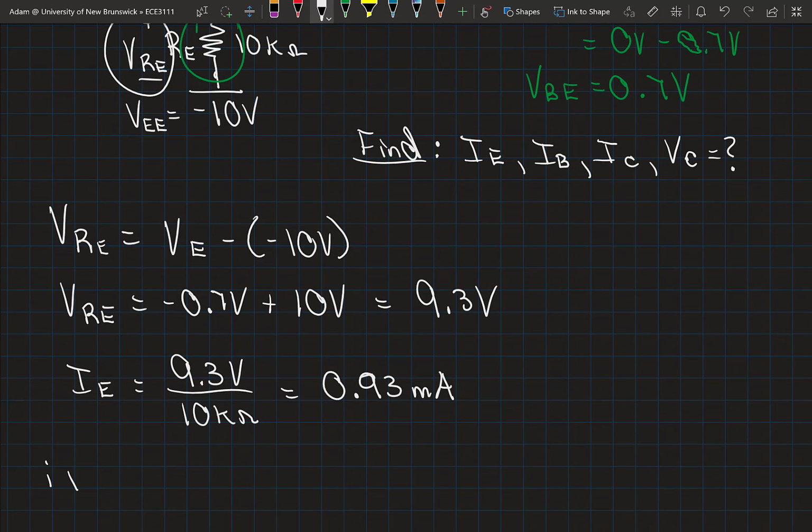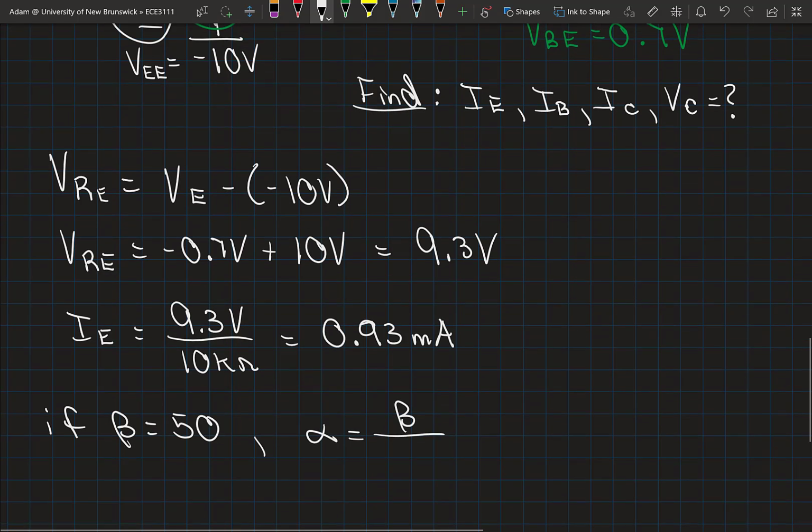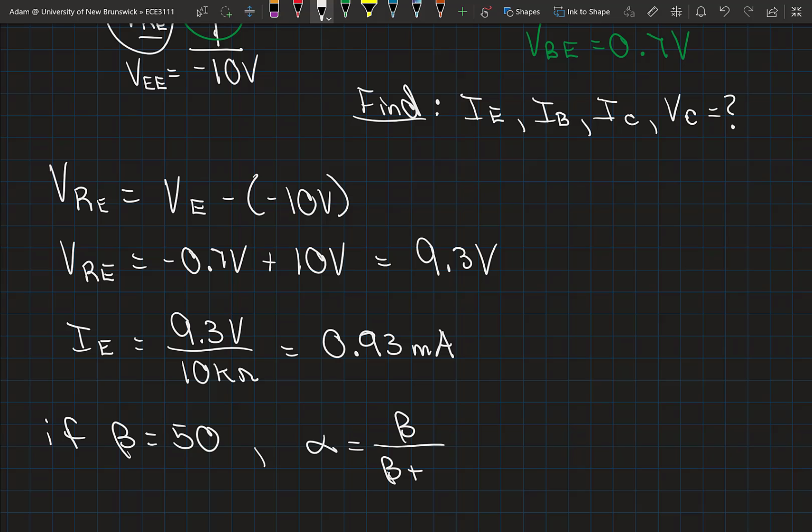You will recall that beta, the common emitter current gain, was given as 50. From that we can solve for alpha. We could use beta directly, but let's solve for alpha as well. Alpha is beta over beta plus 1, so 50 over 51, and this gives an alpha value of 0.98.